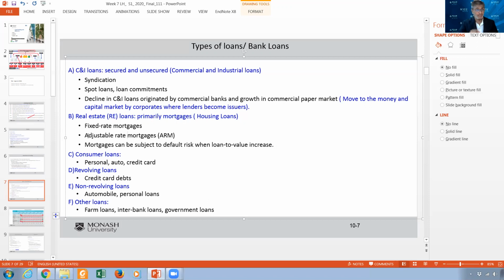So when the basic lending rate moves, increases or decreases, the price of the loan, which is the interest rate of that loan, can go up and down. And this is why we call it adjustable rate mortgages. So it can be like a variable type of mortgage.